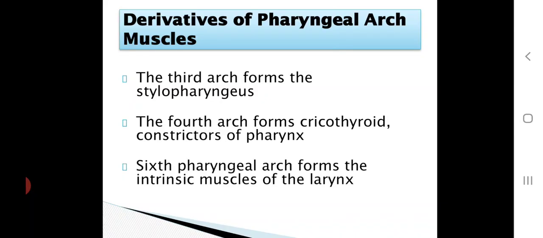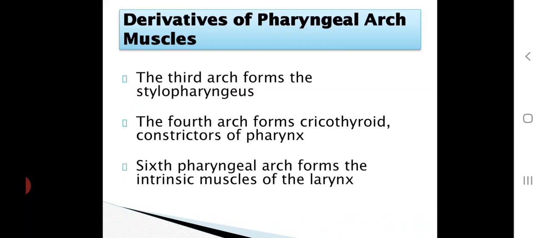Sixth pharyngeal arch gives rise to the intrinsic muscles of the larynx except cricothyroid, you should remember. So all these sixth arch muscles will be supplied by the recurrent laryngeal nerve, except cricothyroid, which will be supplied by the superior laryngeal nerve.